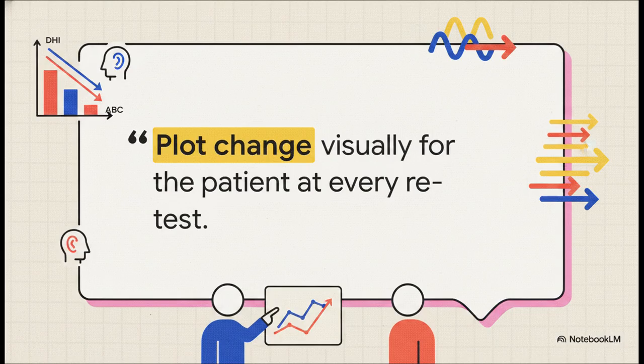I want to drop this clinical pearl straight from the source. Plot change visually for the patient at every retest. Never, ever underestimate a patient's love for a good upward trending chart. Showing a patient a graph of their DHI dropping and their ABC rising visually drives their engagement way more reliably than just reading off a single number to them. This visual curve is an absolute game changer for keeping them motivated, especially during those inevitable, kind of frustrating plateau weeks in the middle of a rehab block.